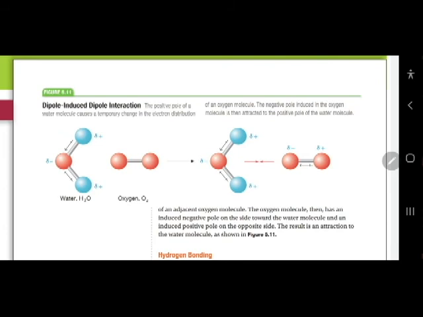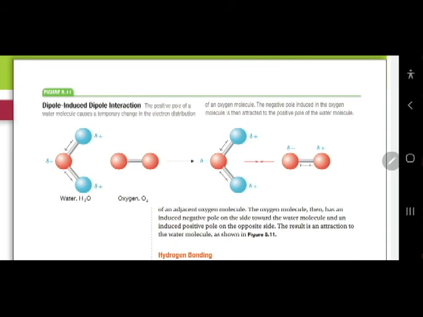And as you can see here on this shape, the positive pole of a water molecule, which is hydrogen, causes a temporary change in electron distribution of an oxygen molecule. So in the oxygen molecule here, we have a non-polar covalent bond, as you know, between two oxygen atoms. So the negative pole induced in the oxygen molecule is then attracted to the positive side of water here.